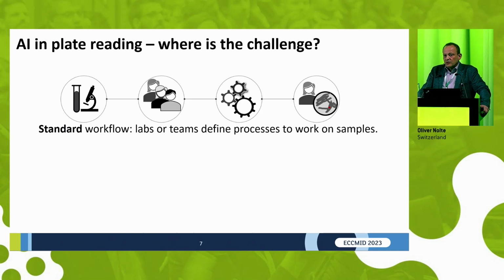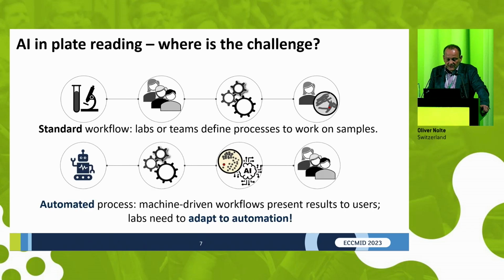What does it mean for the laboratory? And this is a fundamental change. In a manual laboratory, we usually have workflows defined by the lab or by teams in order to process samples and get to a result. In the automated laboratory, it's the other way around. If we want to take the maximum benefit, then we need to adapt to the processes and workflows which are defined by the machines. Saying that, I thank you for your attention, and I hand over the word to Simon.